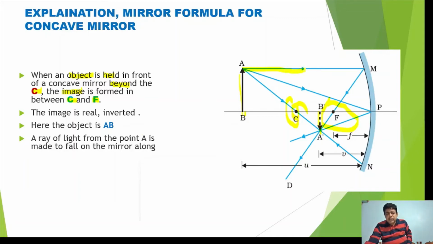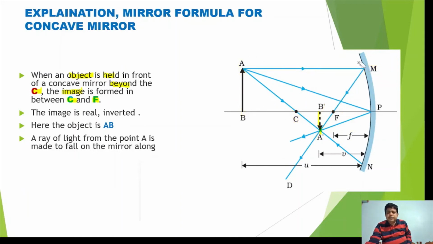from the point A, a ray of light along AM is made to fall on the mirror at the point M, and all of you know this: any incident ray parallel to the principal axis, after reflection passes through the focus. Yes or no? Yes.